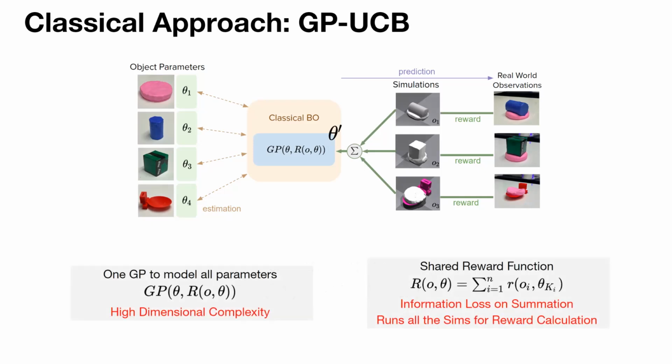However, this method has several problems. First, modeling all of the object parameters in a single GP creates a high-dimensional complexity as the number of objects increases. Second, using a shared reward function causes an information loss in the summation operation. This loss increases the number of optimization steps to reach a suitable parameter distribution. Third, this method requires running all of the simulators for reward calculation, which is highly redundant and time-consuming.